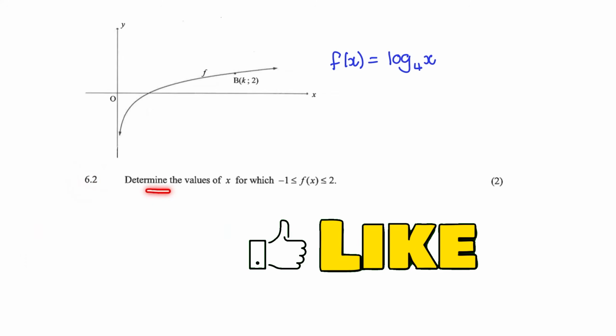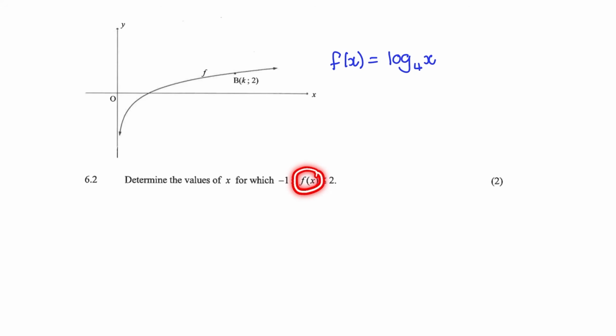6.2. Determine the values of x for which f(x) would be between -1 and 2. So in the equation of the graph, I would replace f(x) with -1 and f(x) with 2 to find the values of x for which this inequality is true. So first, -1 is equal to log₄x. If I want to find x, I'll take the base of the log and make it the base of the exponent, and the exponent becomes -1. Therefore, x is equal to a quarter.